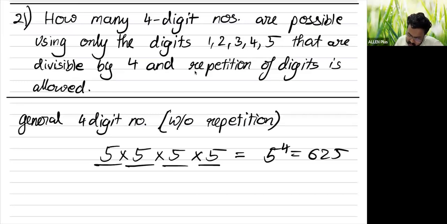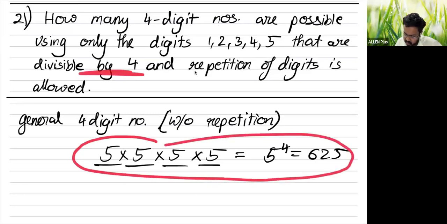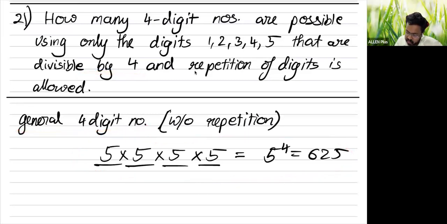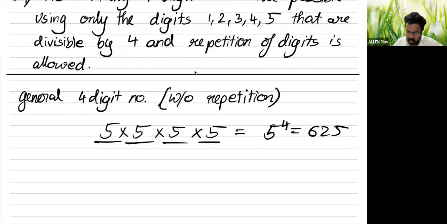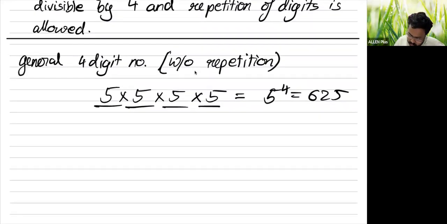But you have a restriction that the number should be divisible by 4. Did everyone understand that 4-digit number, a general 4-digit number you want to make using 1, 2, 3, 4, and 5? Each of these digits has the option of having 1, 2, 3, 4, or 5. So 5 choices per digit. So since every digit has 5 choices, I'll multiply 5 4 times and I'll get 625. Anyone has a doubt here? No one? Okay.